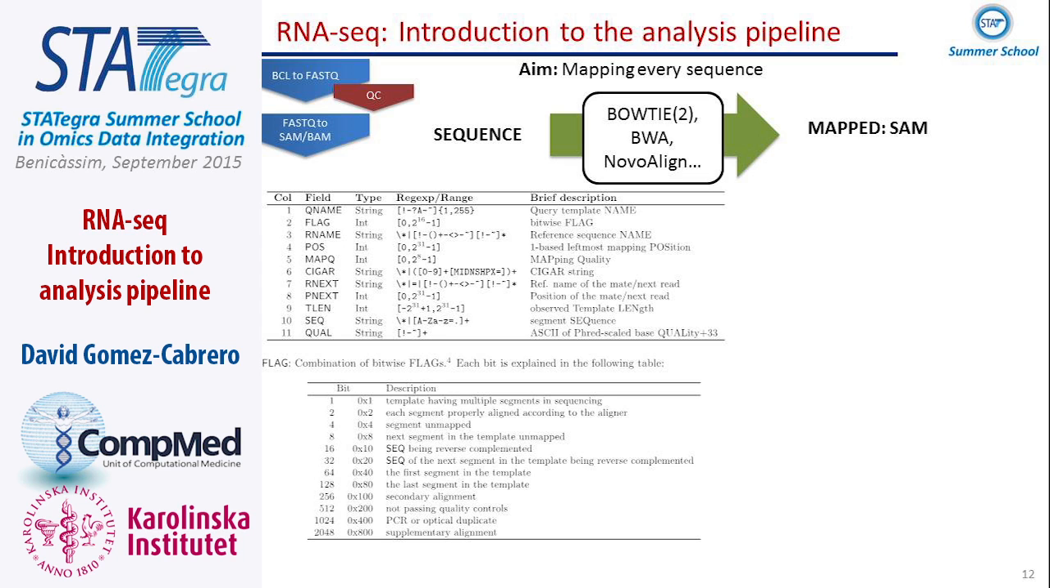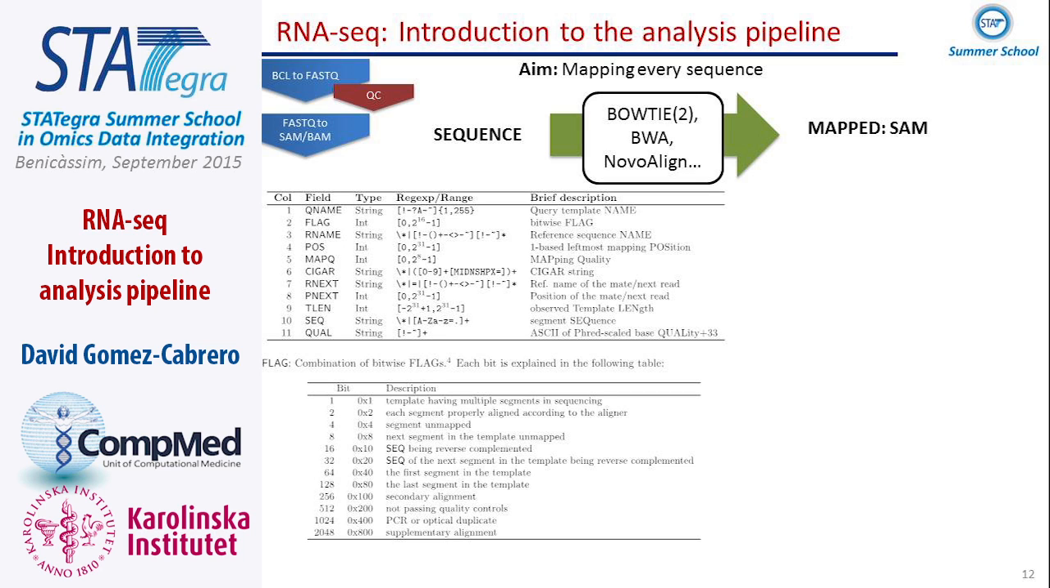Here is a brief description of what I was showing about the flag. It will tell you information like whether there are multiple segments, whether it is properly mapped or not, whether the other read has been mapped or not, and whether it's a secondary alignment, so it can map to more than one location, etc. What I want to say with that is this is important after the mapping, to filter the things that you want to use. What are the things that we are using in STATegra?